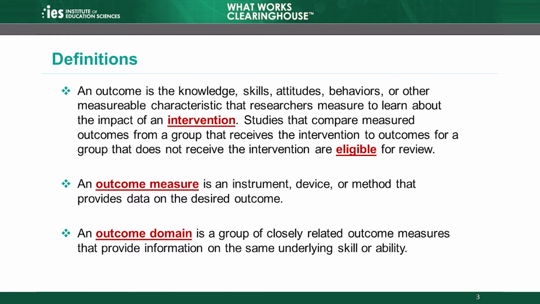An outcome measure is an instrument, device, or method that provides data on the outcome of interest. Impact evaluations use outcome measures to estimate the effect of the intervention. For example, studies commonly use achievement tests as outcome measures. An outcome domain is a group of closely related outcomes. The WWC review protocols describe the eligible outcomes and domains for their review areas.